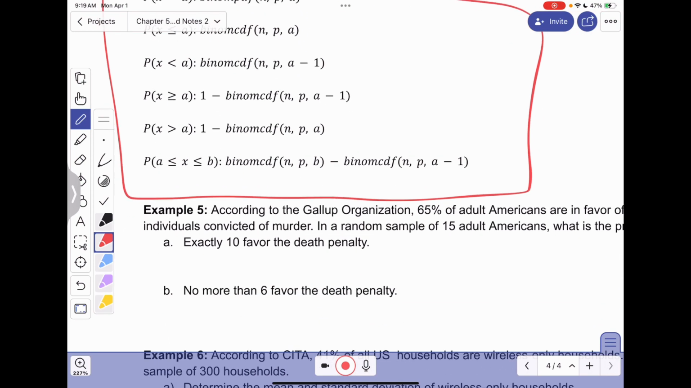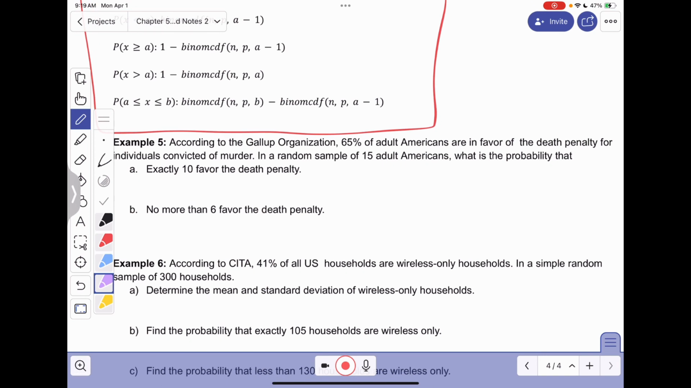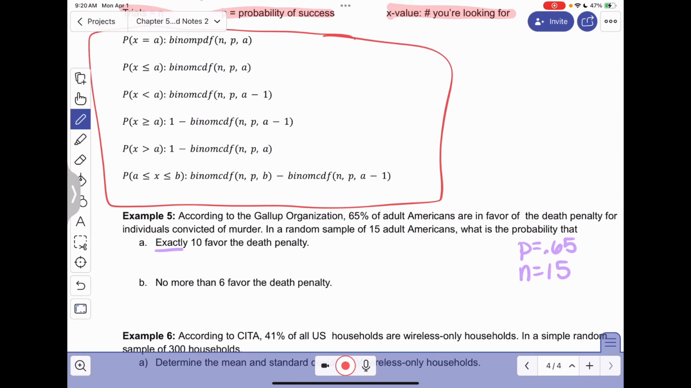So let's look at one. According to the Gallup organization, 65% of adult Americans are in favor of the death penalty for individuals convicted of murder. So that's our P. In a random sample of 15 adult Americans, what is the probability that exactly 10 favor the death penalty? So we're saying our outcome, our success is that they favor the death penalty. Our failure is that they don't. So exact tells us we're going to use this one.